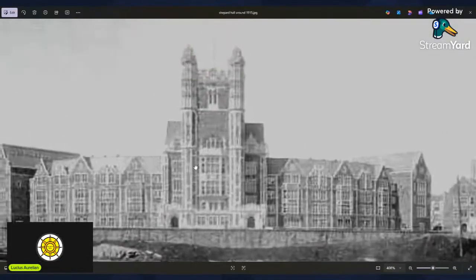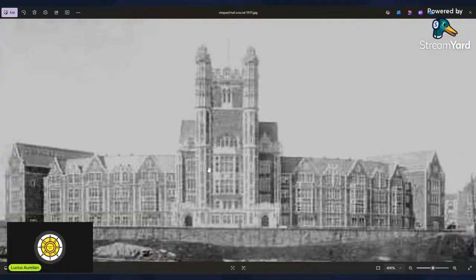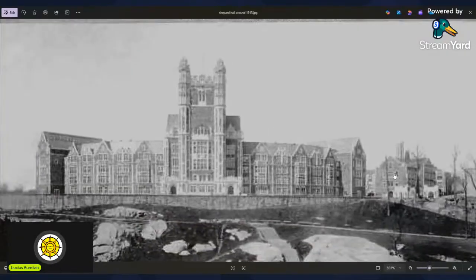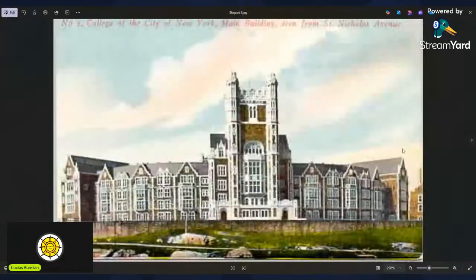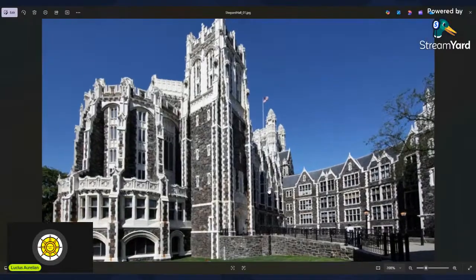Oh, look at this beauty. Yes, the things we could build in the 1800s. Now, don't worry, this building still stands to this day. This is the College of the City of New York, main building. It's one of those old mains. And here's what it looks like today.